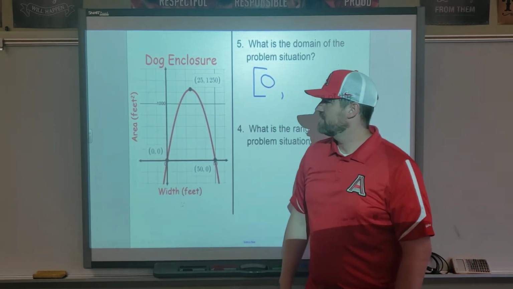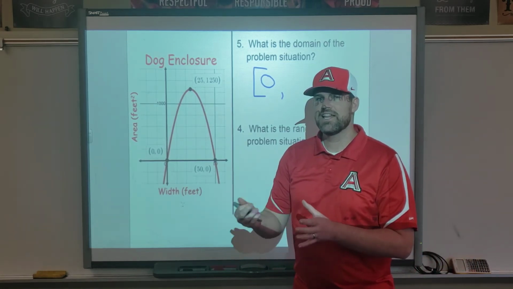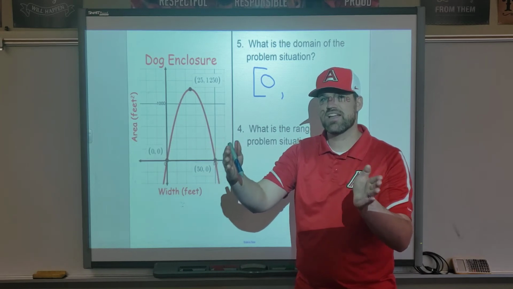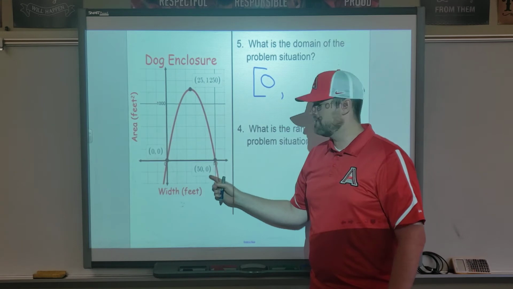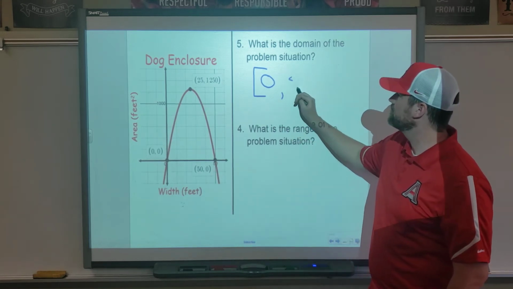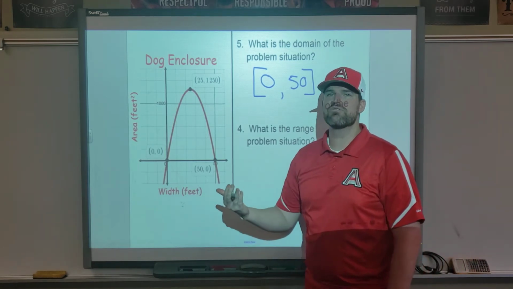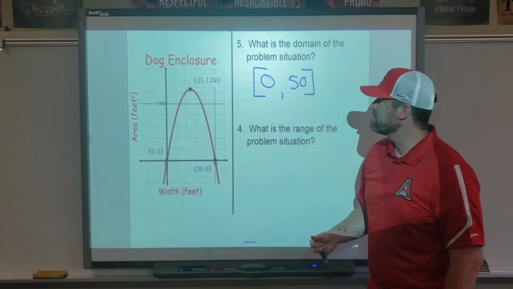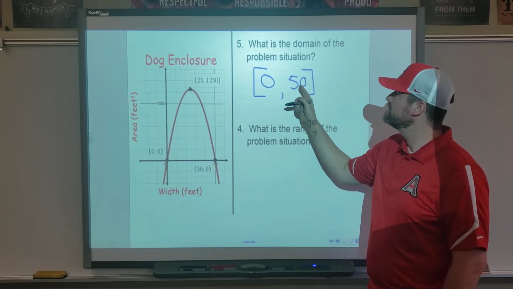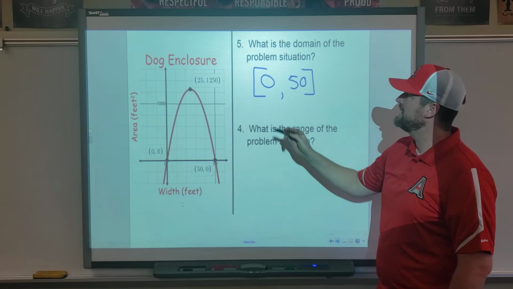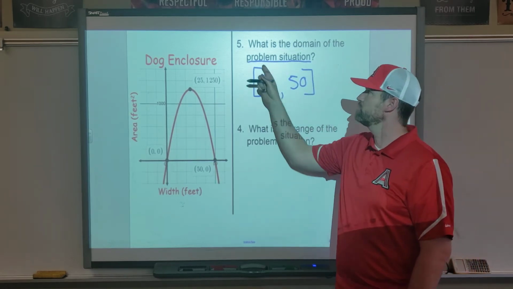And then based on the fact that he has 100 feet of fencing, if he's going to make a rectangle, he'd have to have the two widths be the same size, right? And so if you cut that in half, the most that the width could be would be 50 feet. If you tried to go bigger than 50 feet for the width, you'd use more than 100 feet of fencing. So the possible widths for the rectangle are anywhere from 0 to 50 feet. That is the domain in the problem situation. Not just the function, but in the actual problem.